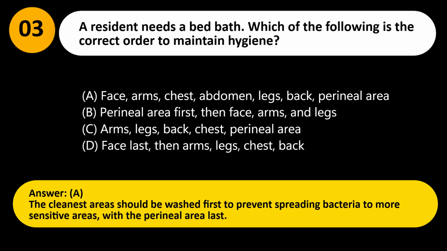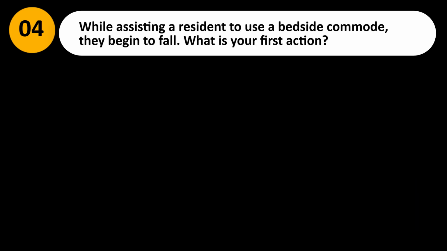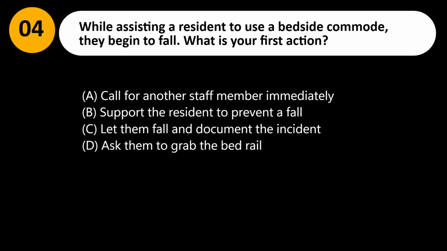Answer: A. The cleanest areas should be washed first to prevent spreading bacteria to more sensitive areas, with the perineal area last. While assisting a resident to use a bedside commode, they begin to fall. What is your first action?